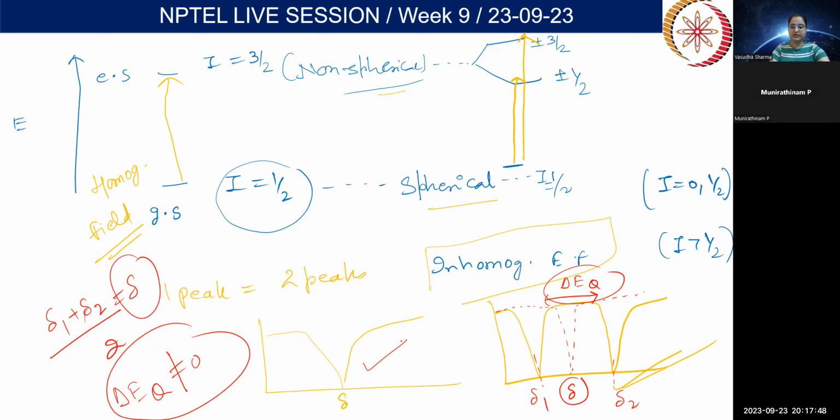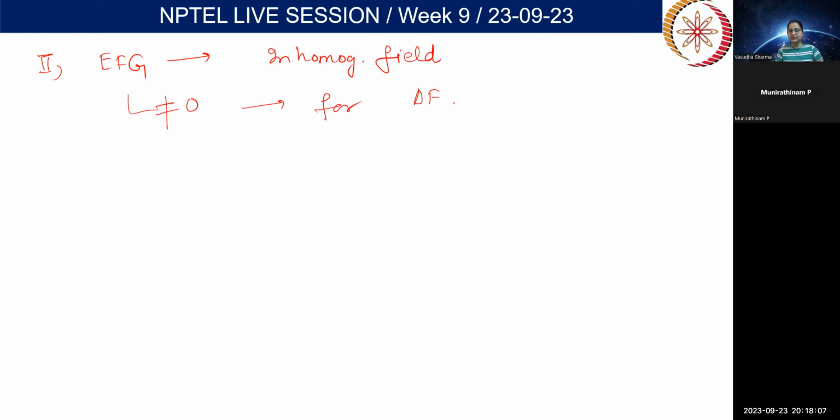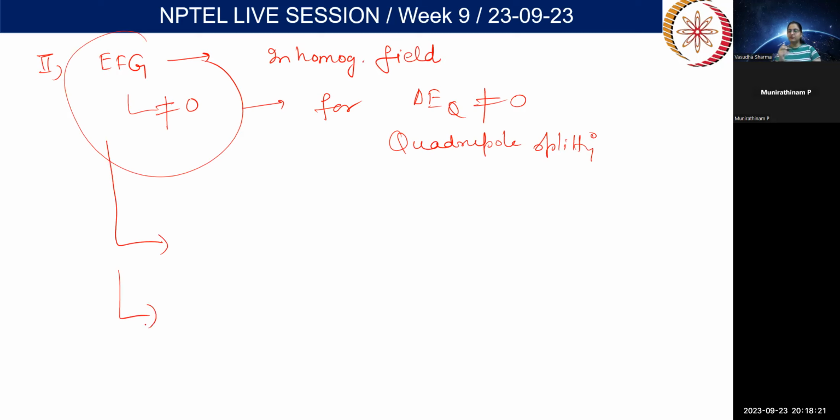Now, the main question that we got: firstly, we said that we need to have an electric field gradient, and for this, an inhomogeneous field is required. So this electric field gradient has to be non-zero for delta EQ to be non-zero. That means if you want the quadrupole splitting that we saw, this parameter has to be non-zero. That means it should exist. But on what factors does it actually depend? How do we get to know whether there is an inhomogeneous electric field or not? So this comes firstly from the lattice contribution.